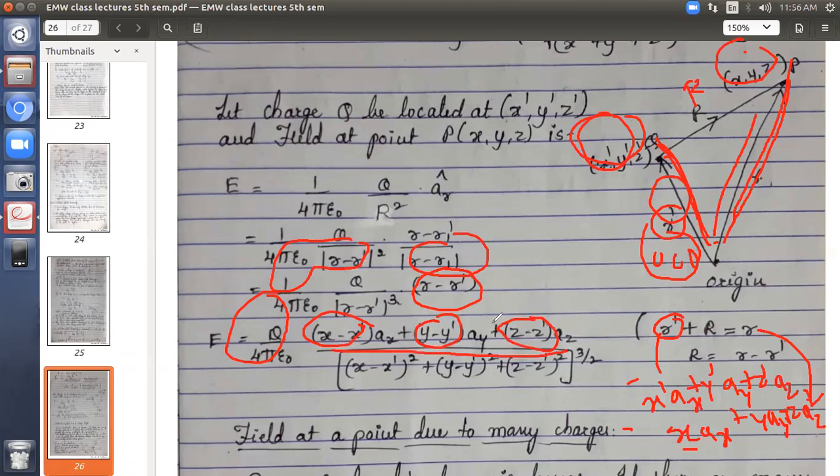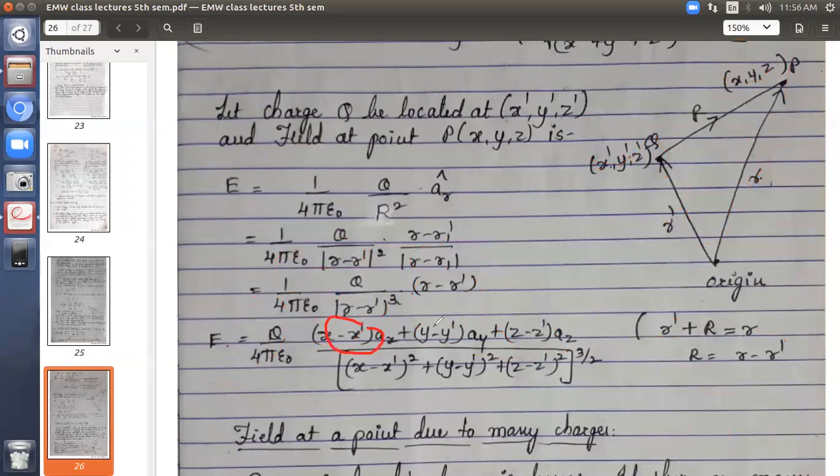In the denominator, whatever this numerator is, its magnitude, right? r minus r dash, whatever numerator you have written, its magnitude. See, this is the magnitude cube. So the magnitude, if you take, let me show you here. The magnitude is this, this and this. Take the squares of those, all these squares, and then the square root. This square root I have covered here: 3 into 1 by 2. 1 by 2 indicates the square root.